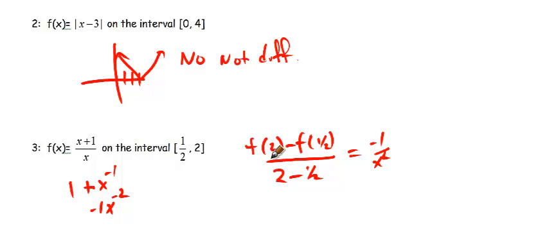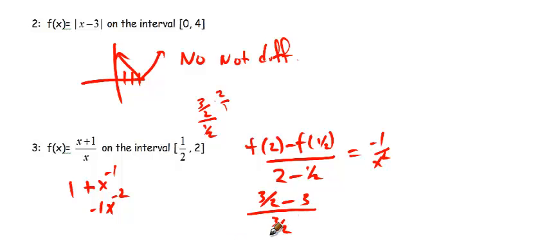Okay, so find f of 2. Again, we're not doing the derivative, we're plugging it into the original. So 2 plus 1 is 3 over 2. So we got 3 over 2 minus f of 1/2. So 1/2 plus 1 is 3/2. So we have a 3/2 divided by 1/2, or multiplied by 2 over 1. So just 3 over 2 minus 1/2 is another 3/2.